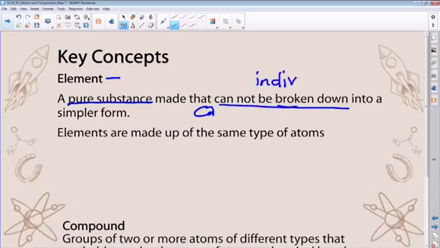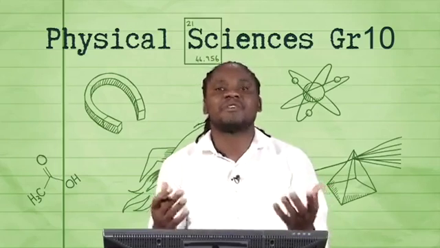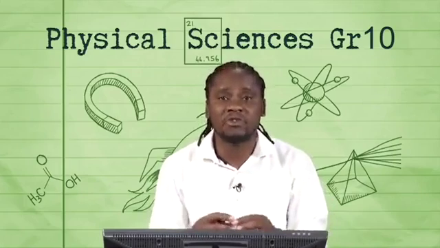So this is another word, indivisible. This is another term for cannot be broken down into a simpler form. Okay? In some sources, that's how they would refer to it. So an example is calcium. We can take gold as an example. We can take silver. Any substance that we find in the periodic table can serve as a typical example of a pure substance, which we refer to as an element. Hence, we refer to it as the periodic table of elements.